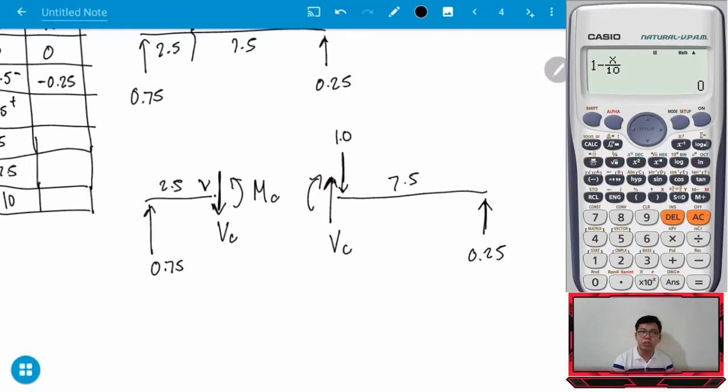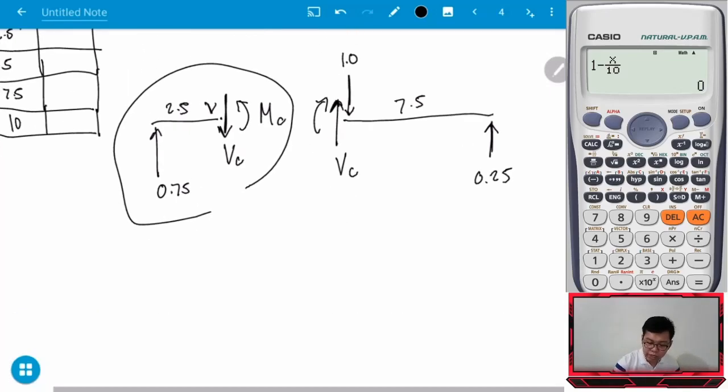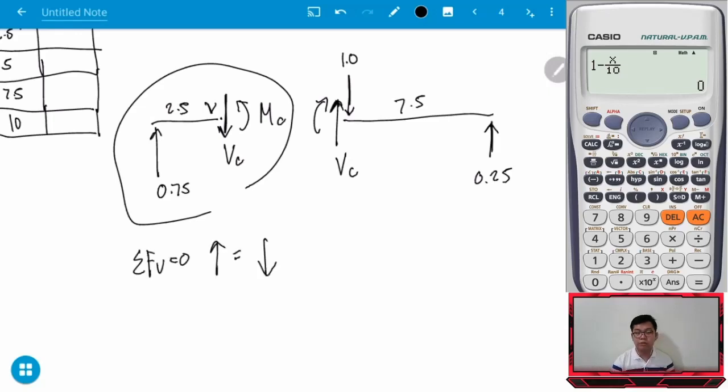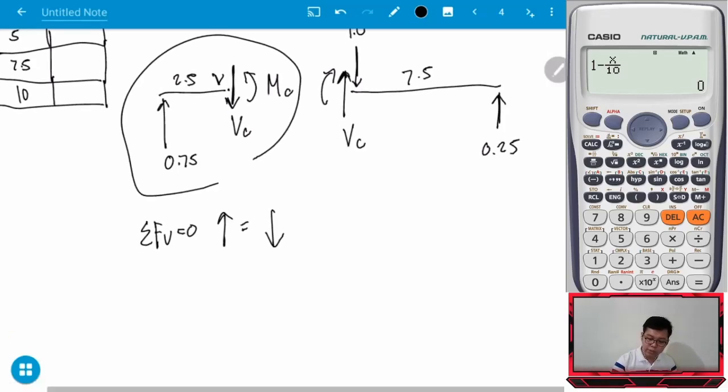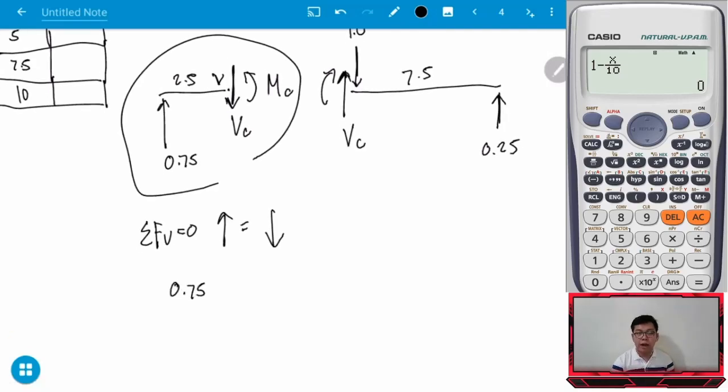So, sir, paano yan, sir? Pag nandyan yung 1.0, sir, ano yung gagawin natin, sir? Ano yung i-consider namin? Yung left ba, sir? Or yung right pa din na section? Now, actually, depende yan sa inyo, but still, same pa din ang sagot. Okay? Tingnan nyo. I will try to consider this section. Summation of forces vertical is equal to 0. Upward is equals downward. Ano yung upward forces? 0.75. Ano yung downward forces? Obviously, we have VC. Tama ba? O, yan na yung sagot mo. VC is equal to 0.75.